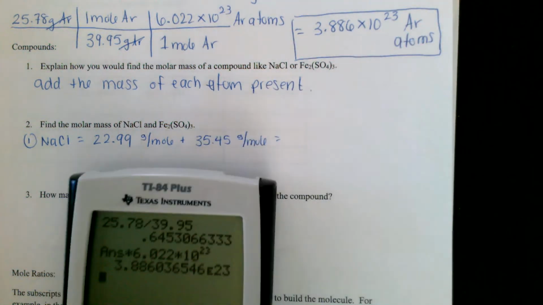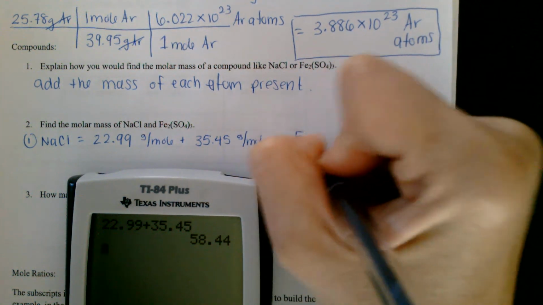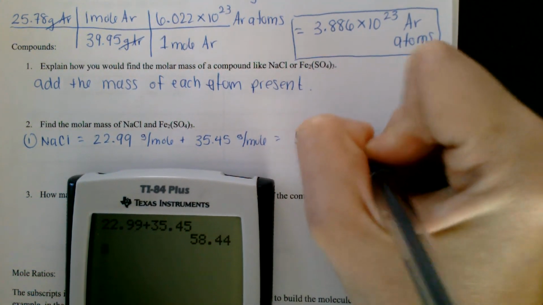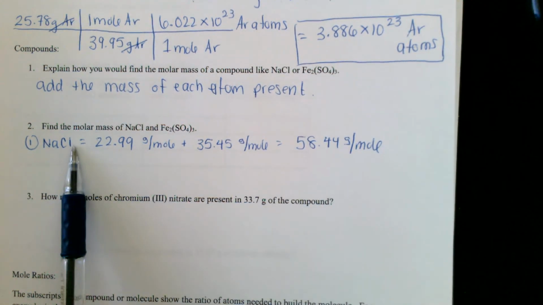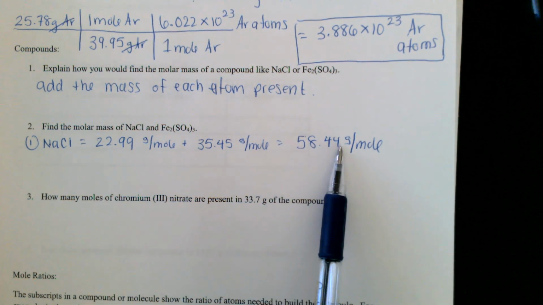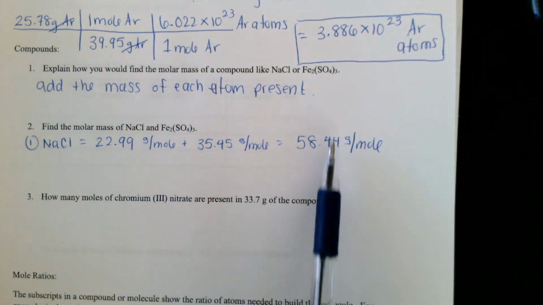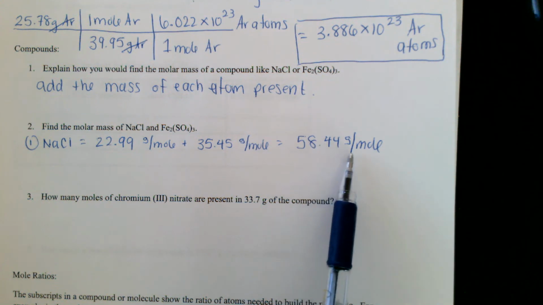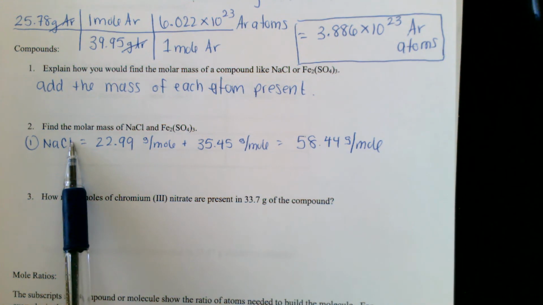Okay, so we're going to add those two together. 22.99 plus 35.45 gives us 58.44. So for a compound, if we wanted 1 mole of sodium chloride, we would need to weigh out a mass of 58.44. So 58.44 grams would give us 1 mole of sodium chloride, or 6.022 times 10 to the 23rd sodium chloride compounds.